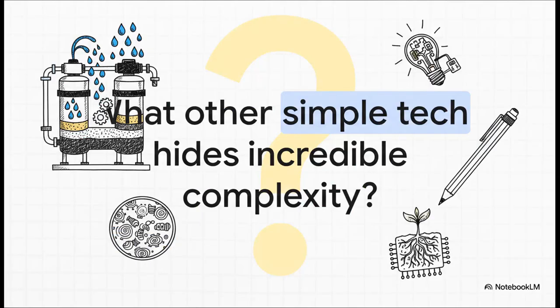You know, it really makes you think. We've taken something as basic as pouring water through sand and turned it into this sophisticated, self-cleaning, multi-stage science. It really leads to a final question. If there's this much hidden engineering going on inside a simple filter, what other simple things that we rely on every single day are hiding their own incredible story of complexity?